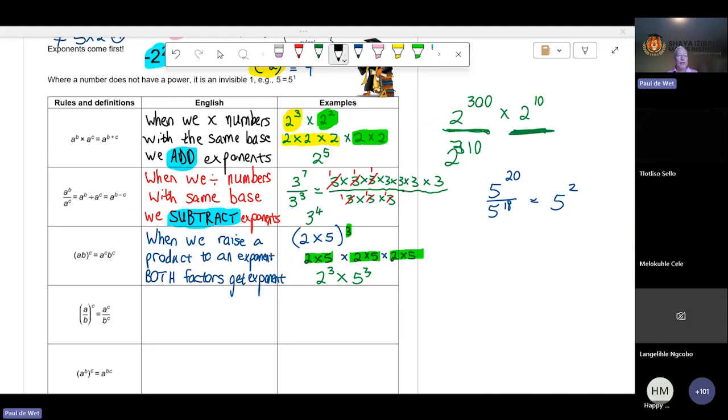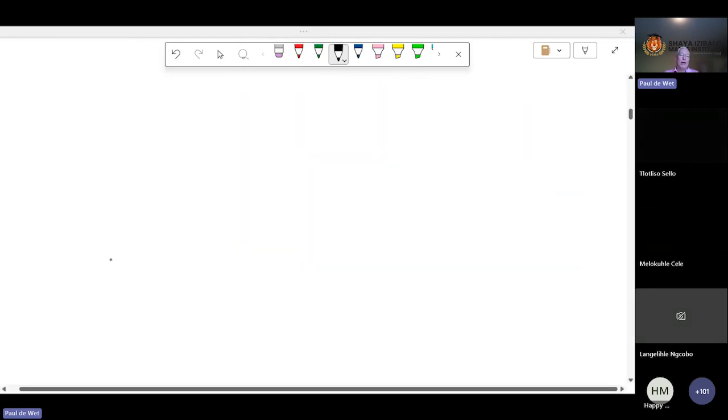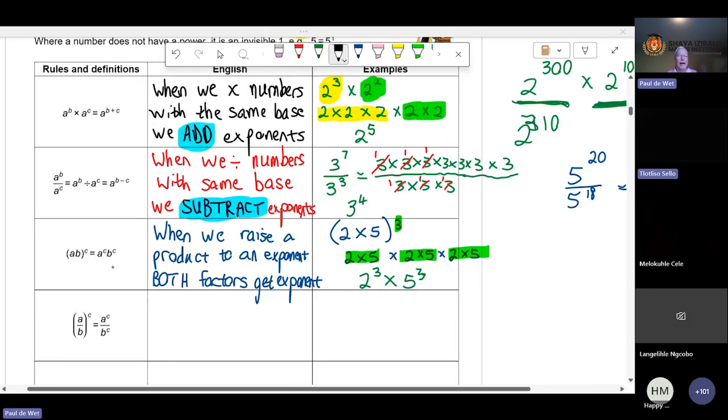So the next one. If you look at how this is written with the variables, A times B. A and B are just numbers. A is a number, B is a number. Notice that both of them get the exponent of C.